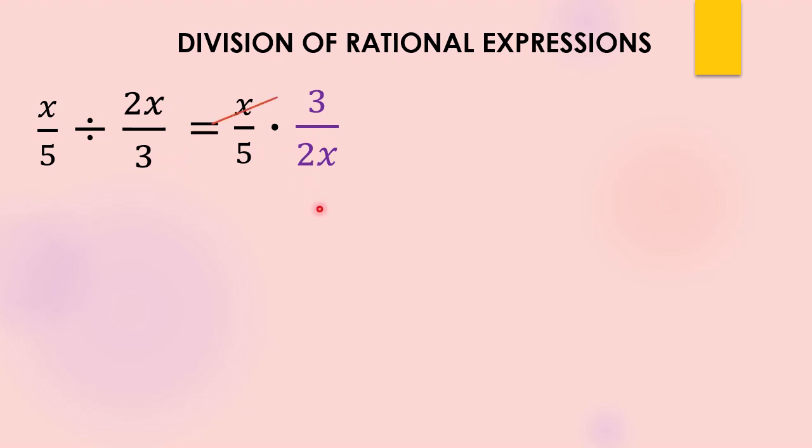So 2x will become the denominator and 3 will become the numerator. And then, instead of multiplying x times 3 and then 5 times 2x, we can cancel out x as their common factor, because I see x here as their common factor. So what we have is 3 and 5 times 2. So let us simplify.